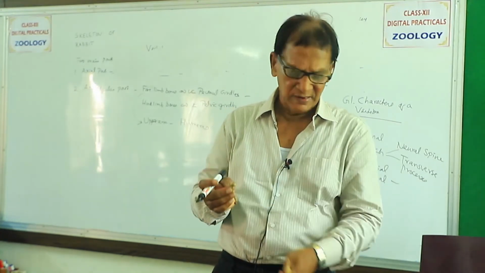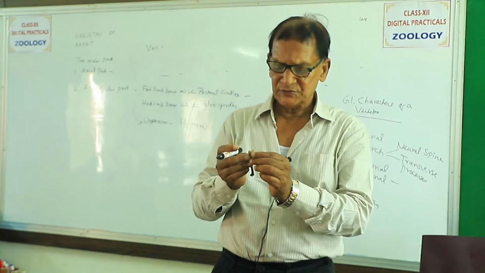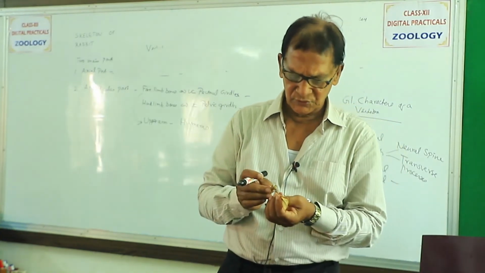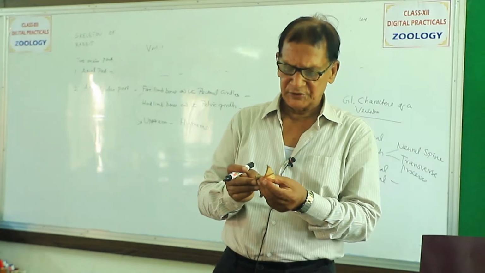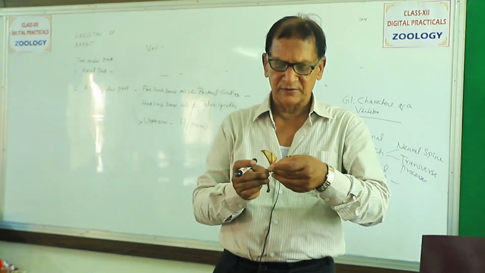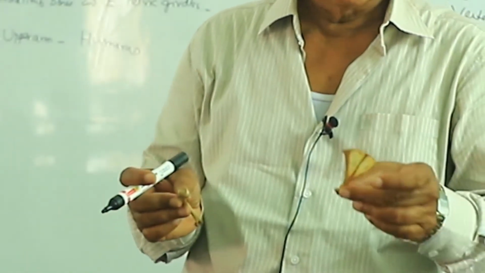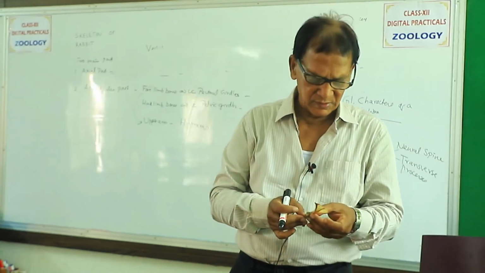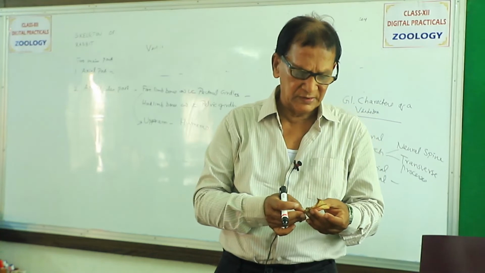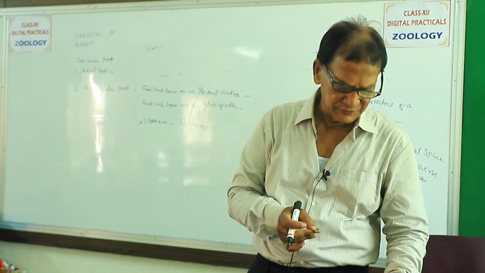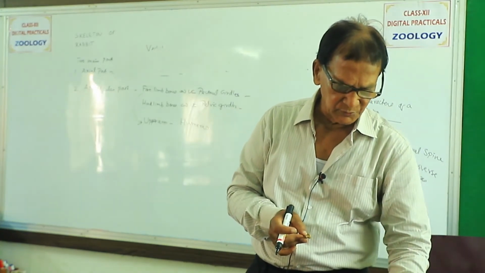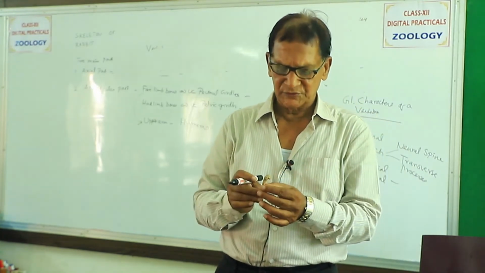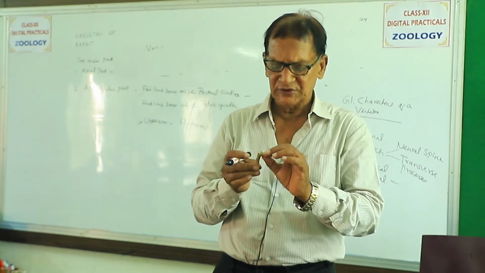So this is the head of the humerus, and by the head the humerus is attached to the glenoid cavity present on the lower side of the pectoral girdle. So this is the pectoral girdle to which the forelimb bone is attached, and to be precise, the upper arm bone humerus is attached.